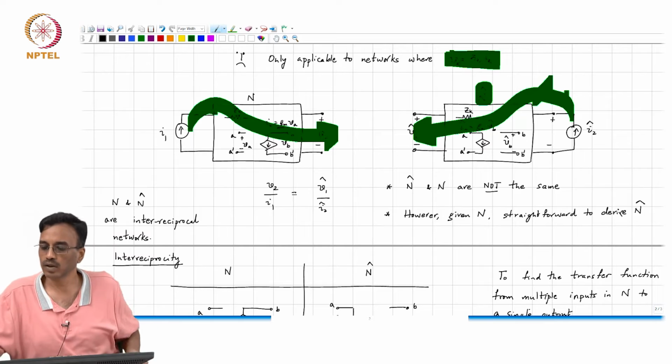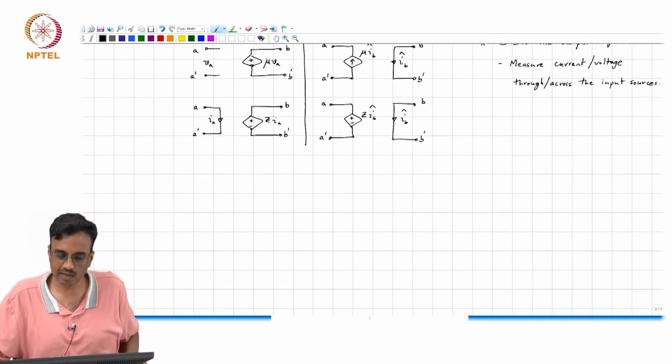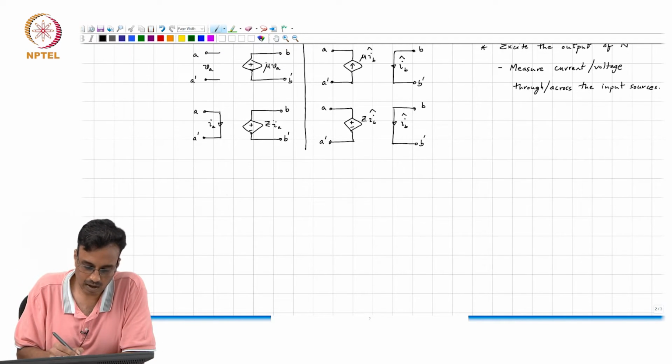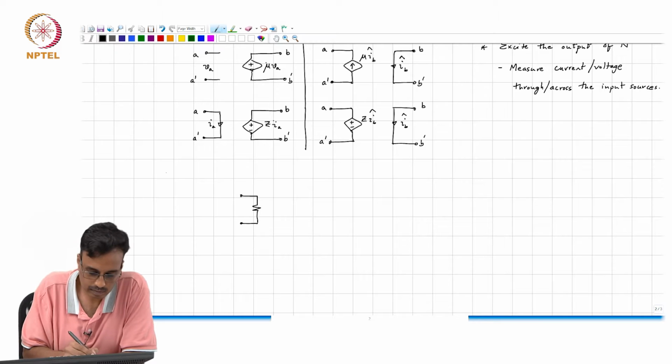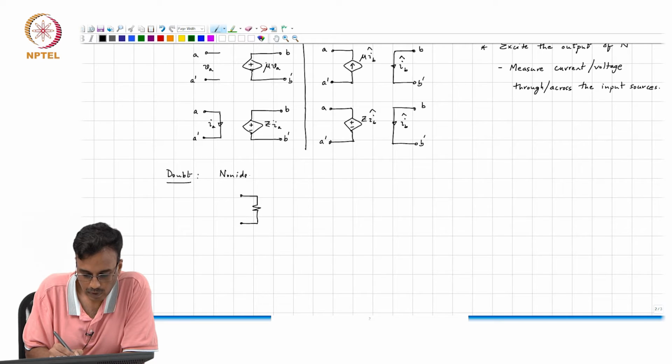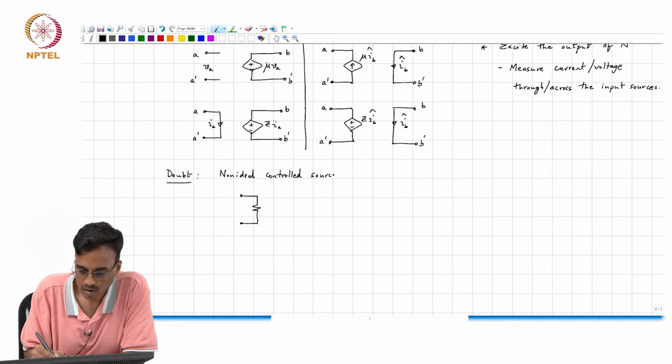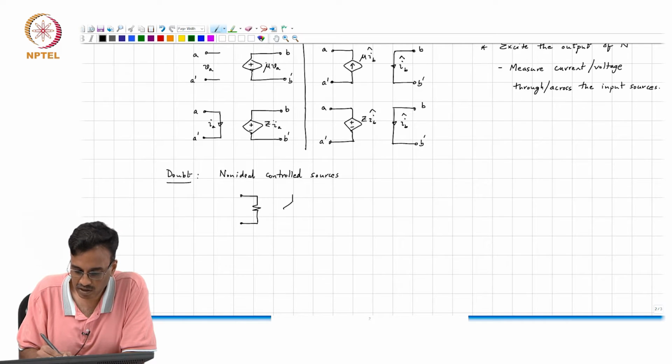Oh well, okay. So a question that was asked is, okay. So my control source is, I know, I mean, let's say the control source is not ideal. So let's say I have a voltage controlled current source like this.